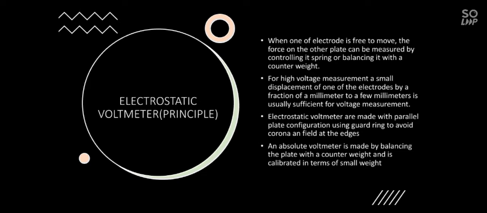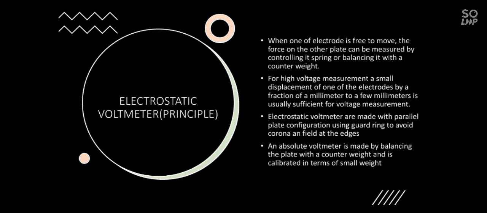For high voltage measurement, a small displacement of one of the electrodes, by a fraction of a millimeter to a few millimeters, is usually sufficient for the voltage measurement. The displacement is a very small value in millimeters, and it is usually sufficient for voltage measurement in high voltage engineering.